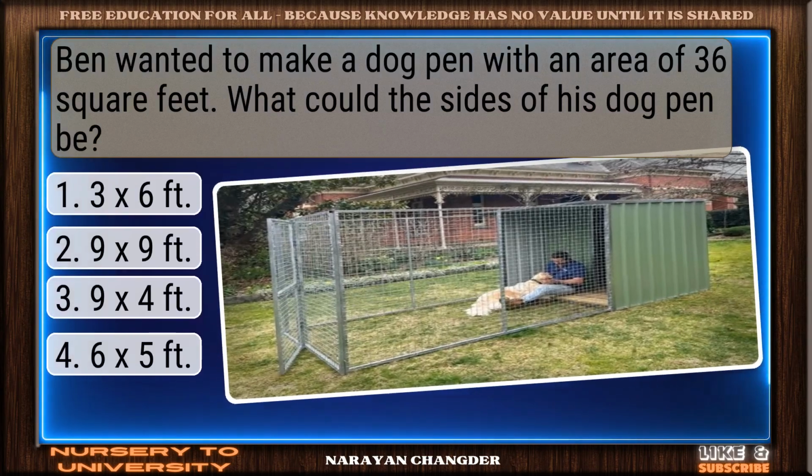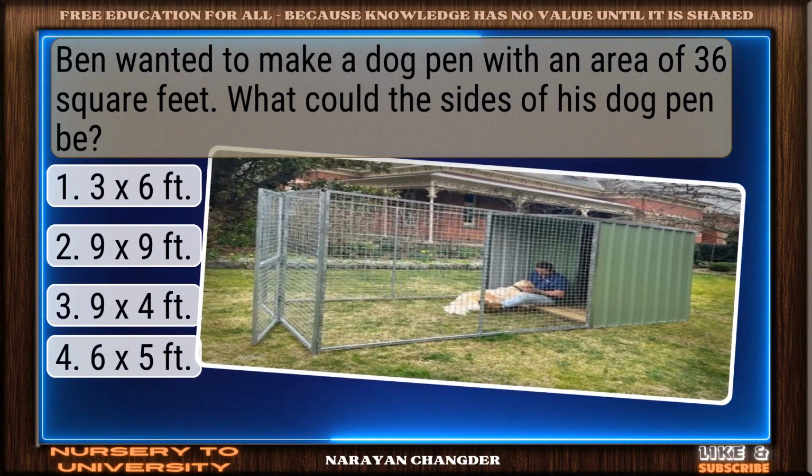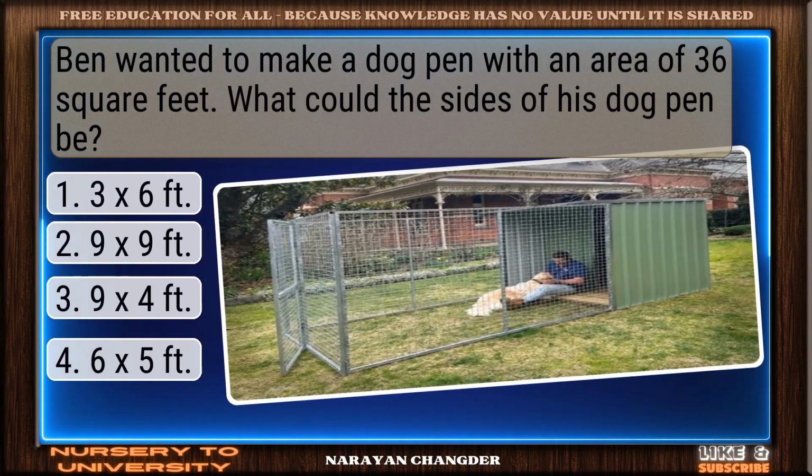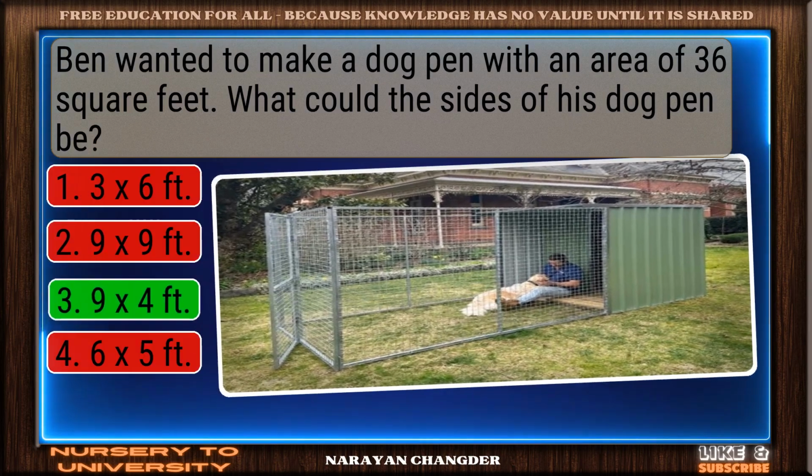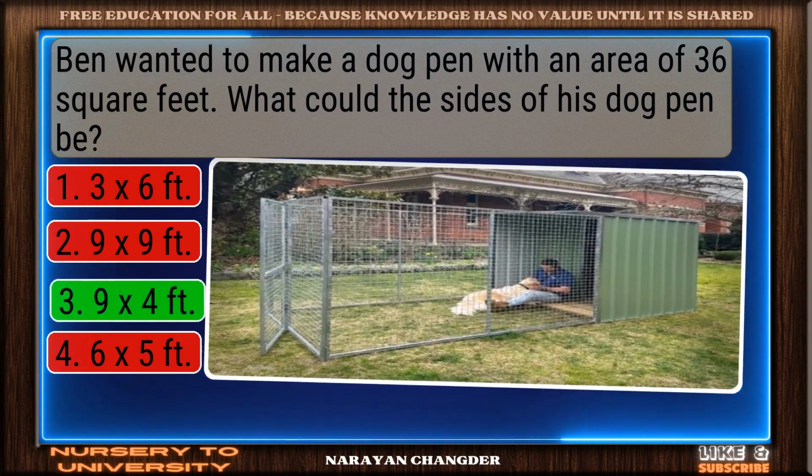Ben wanted to make a dog pen with an area of 36 square feet. What could the sides of his dog pen be? Well picked. 9 x 4 is the correct answer.